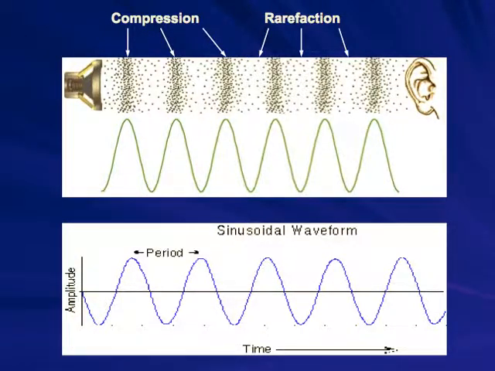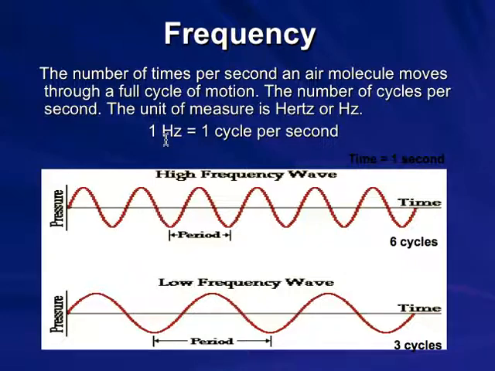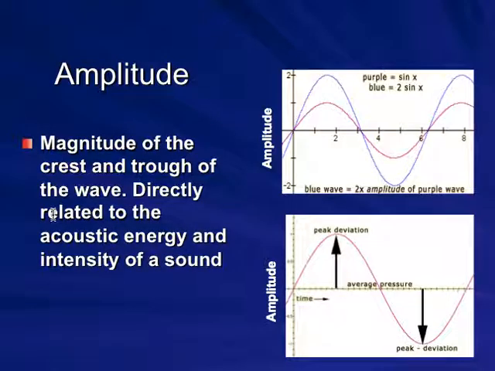So how do we measure pressure? To measure pressure, we're going to define it as the difference between the crest and the trough of the wave. That's going to be our amplitude, or the maximum amount of pressure difference between the compressed air and the rarefied air. That's going to be a measure of the energy that's in the sound, and the energy in the sound is basically the intensity or the loudness of the sound.